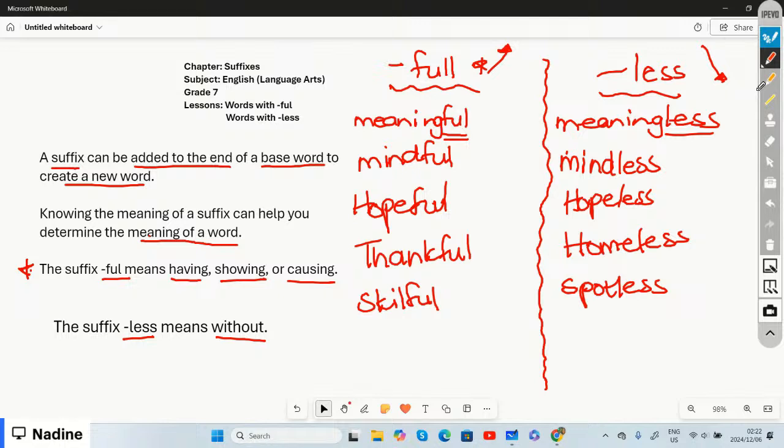Because your base word means something, but as soon as you add your suffix, because your suffix already means something on its own too, once you add that suffix to your base word, it changes the meaning of the word. And knowing the meaning of your suffix can help you to determine the meaning of your new word that is being created once added to the base word.